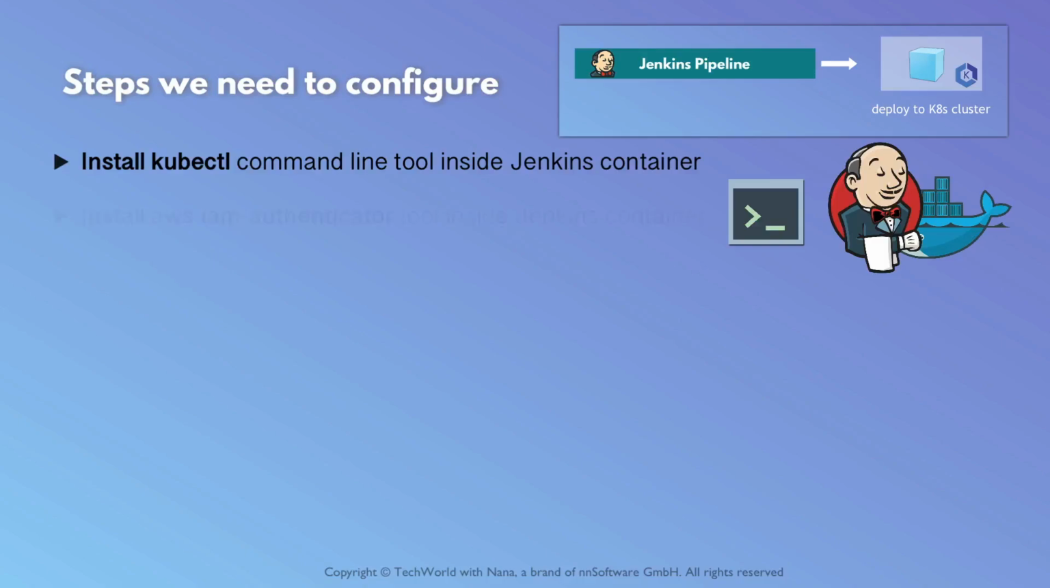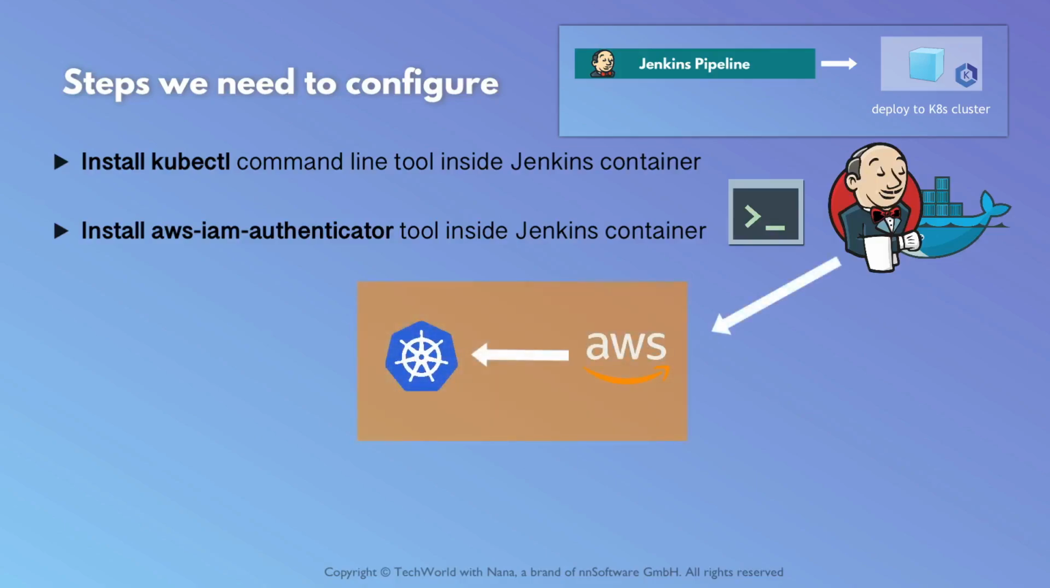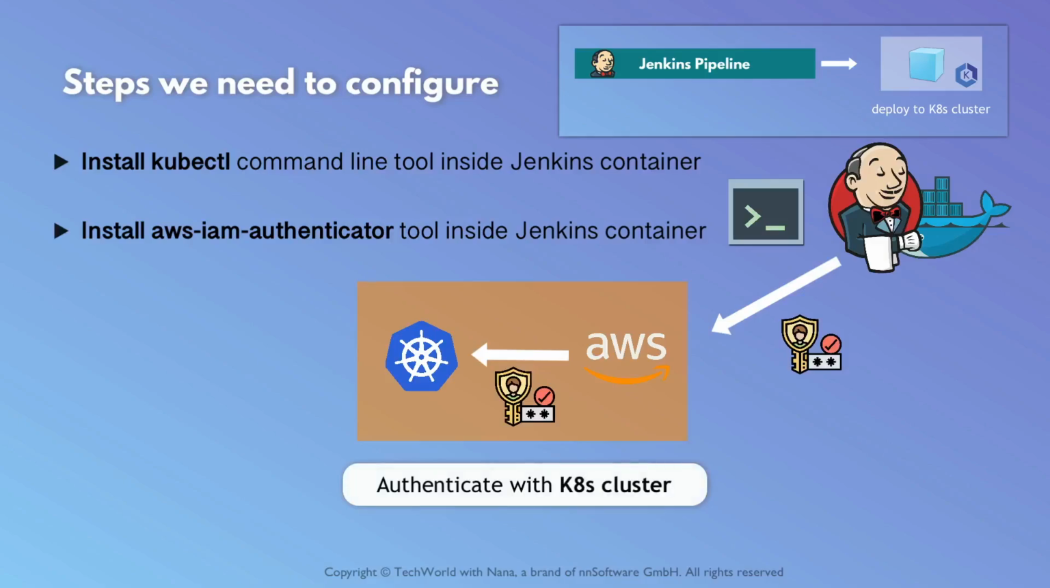Another command line tool that we're going to need to install inside Jenkins container, and this is specific to AWS, is AWS IAM Authenticator. So basically, when we try to connect to the Kubernetes cluster that is running on AWS, we're going to need to authenticate not only with Kubernetes cluster, but also with AWS, because the cluster is running on AWS account. So basically, both of these command line tools need to be installed and available for Jenkins so that they get executed in the background when we run our pipeline.